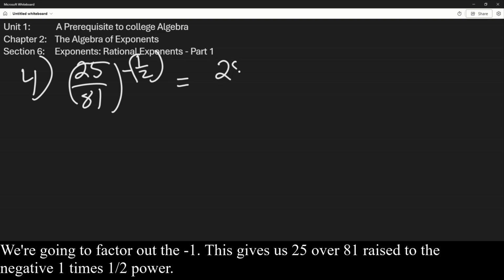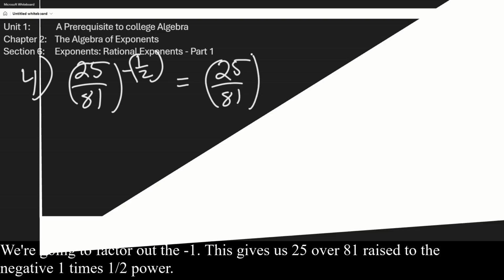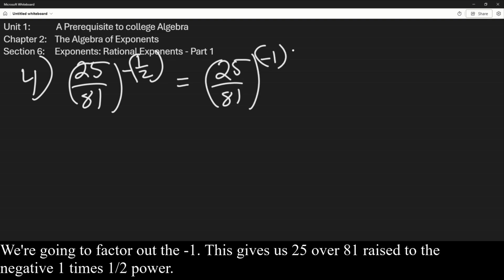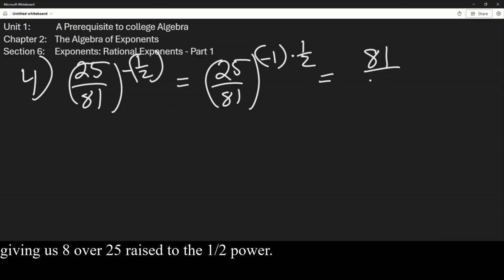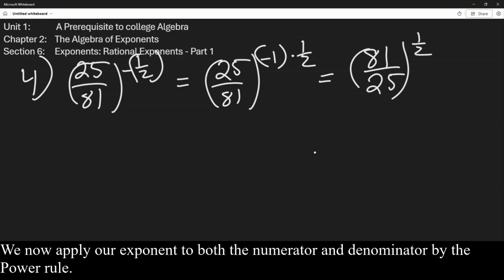This gives us 25/81 raised to the -1 times 1/2 power. Now that we have the -1 out, we can go ahead and use the negative rule for exponents and take our inverse, giving us 81/25 raised to the 1/2 power.